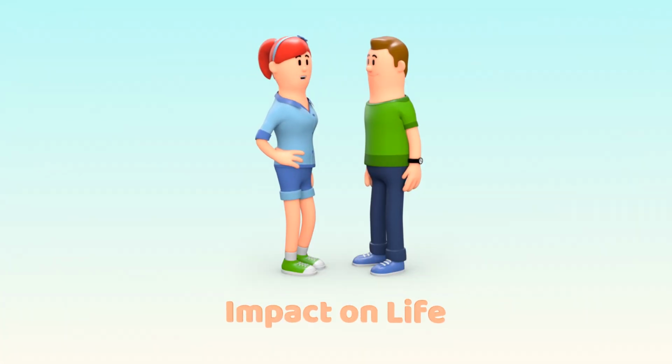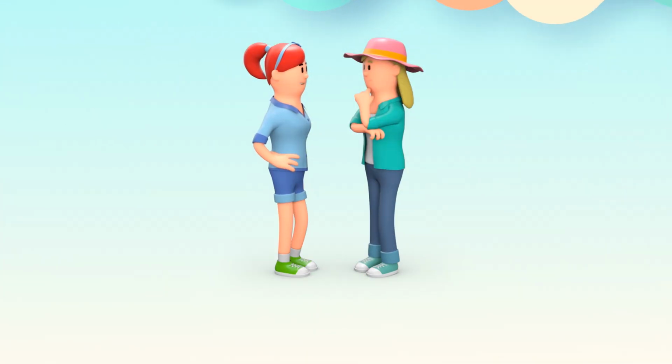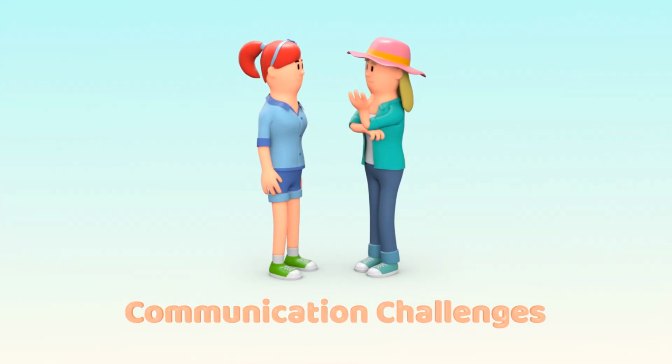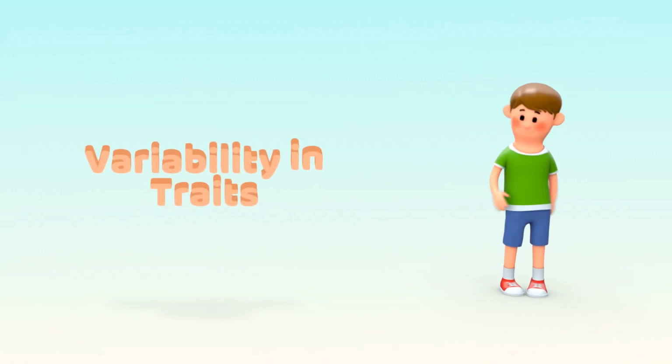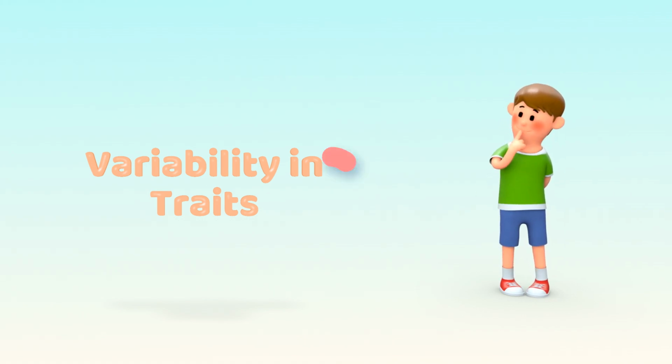ASD affects communication, behavior, social interactions, and learning. Some individuals may experience difficulties with verbal communication, while others might have trouble interpreting social cues or maintaining eye contact. Many people with autism might have repetitive behaviors or restricted interests, but it's important to remember that these characteristics vary significantly from person to person.